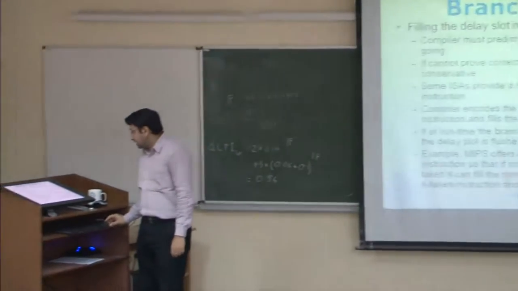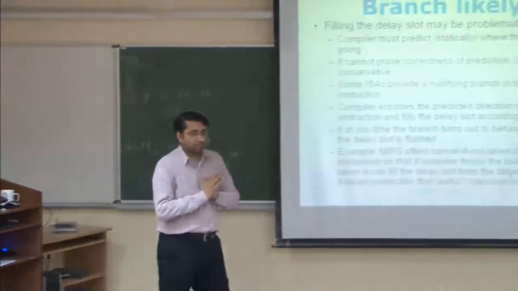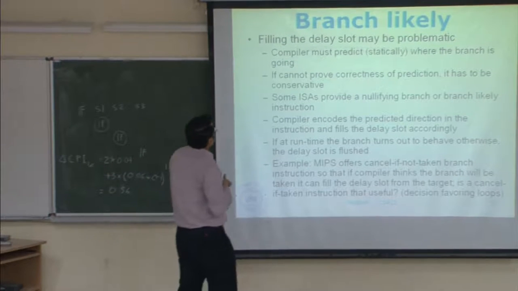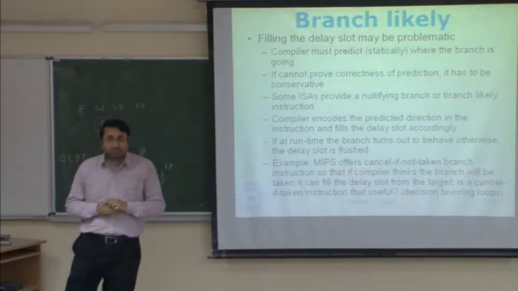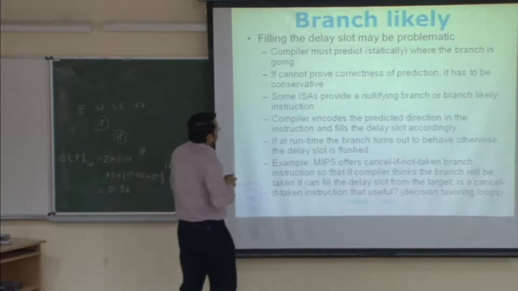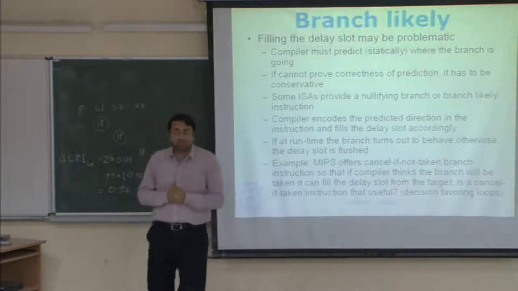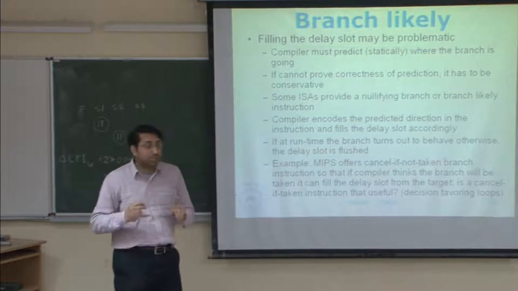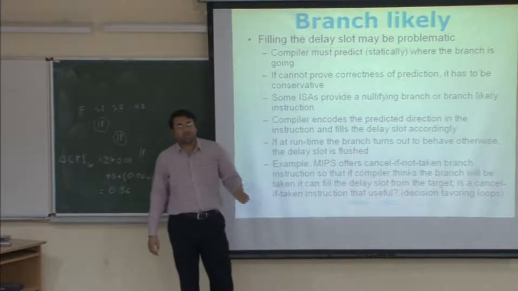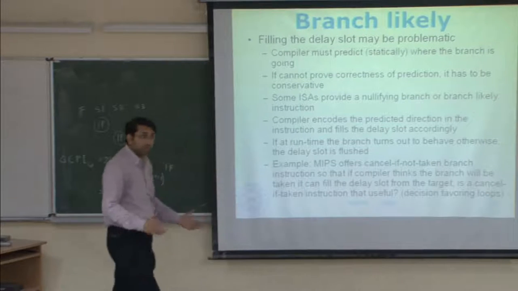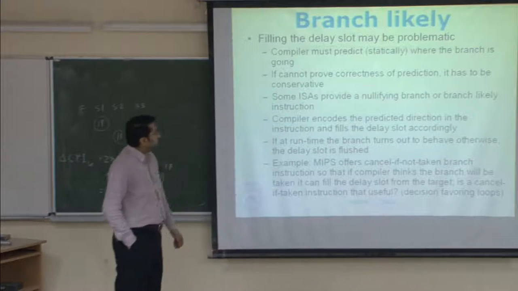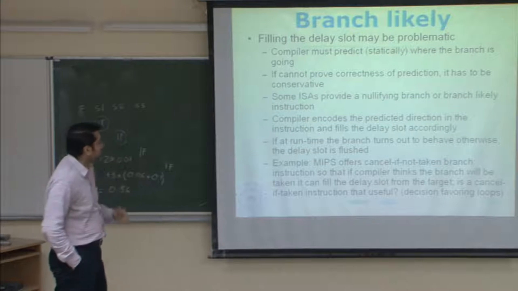Okay. All right. So I'll start again with one compiler technique before we go on to dynamic branch prediction. And this again comes from MIPS. So the MIPS engineers soon figured out that filling the branch delay slot is problematic. Often you'll find that you don't have instructions to fill in, you cannot prove that the produced code is correct. One option is, of course, that if the compiler could predict which way a branch is going, then for the predicted path it could put something in the delay slot. But that's also very difficult, predicting statically. So if you cannot prove correctness of prediction, it has to be conservative, meaning that you will fill in the delay slot with a null, essentially wasting the delay slot.